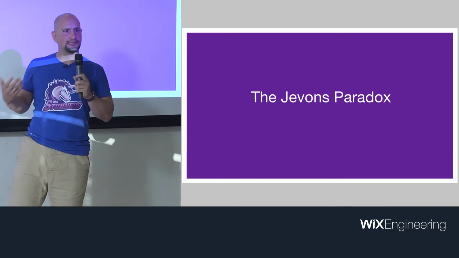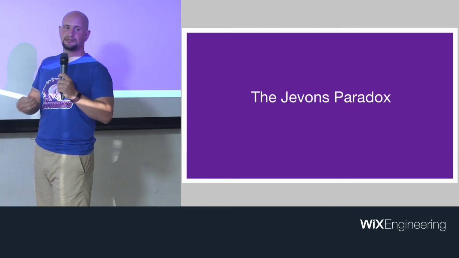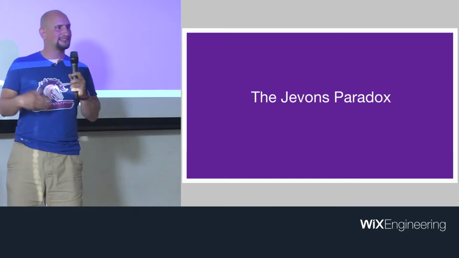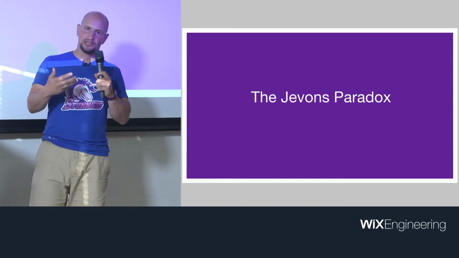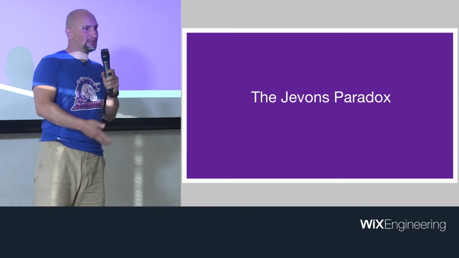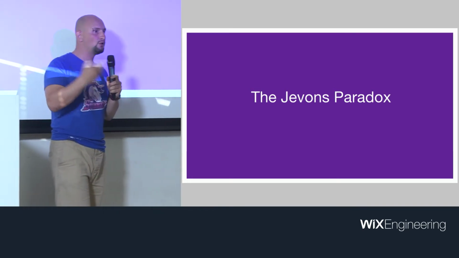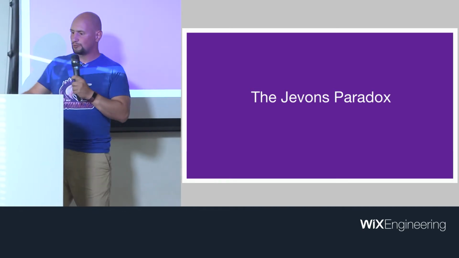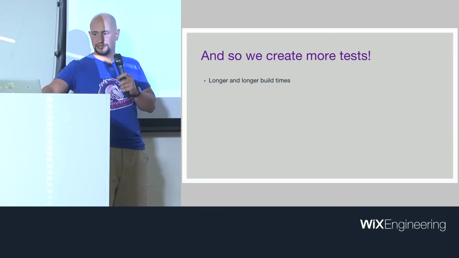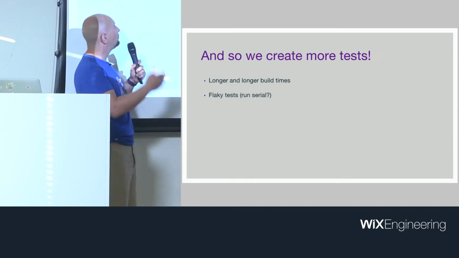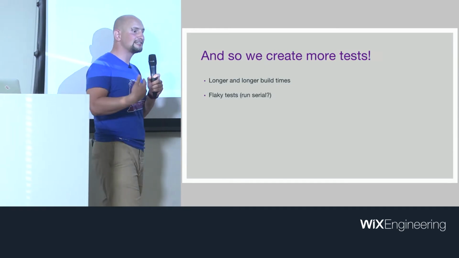And this is basically the same with tests. If you make tests easy, you will write many more tests. And instead of reducing the build times, that if tests become more efficient, then build time should go down, build time actually goes up because we write more and more tests because it's easy and it's fast. And this is a problem we have to deal with because we keep creating more tests. So longer and longer build times, but that's not the only problem.